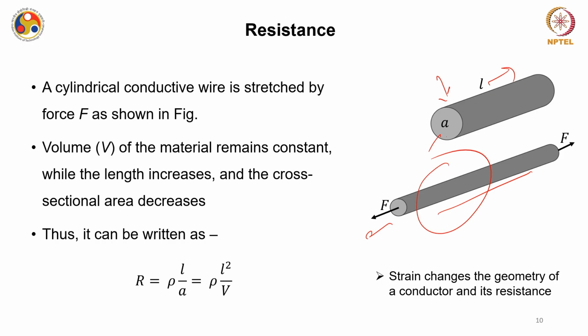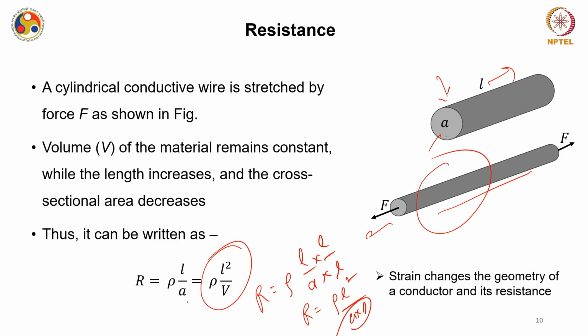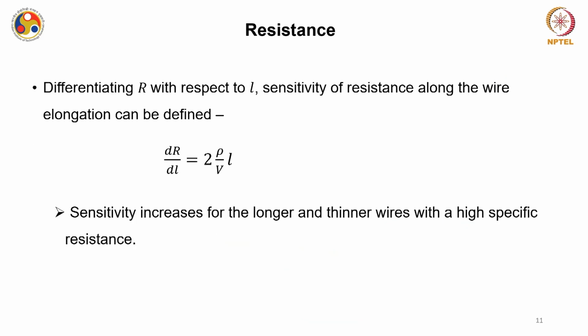This resistance, we know, can be written as R equals rho L by A. So if I multiply A by L, I can calculate volume. If I multiply the numerator and denominator by L, I get R equals rho L squared by A into L. A into L is nothing but the volume. So it is written as R equals rho into L squared by V, where V is the volume. Now let's differentiate this R with respect to L.